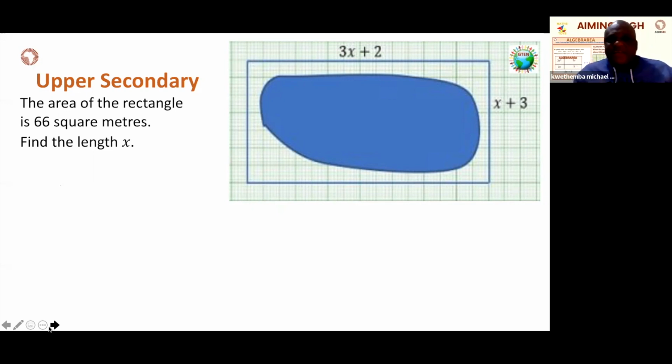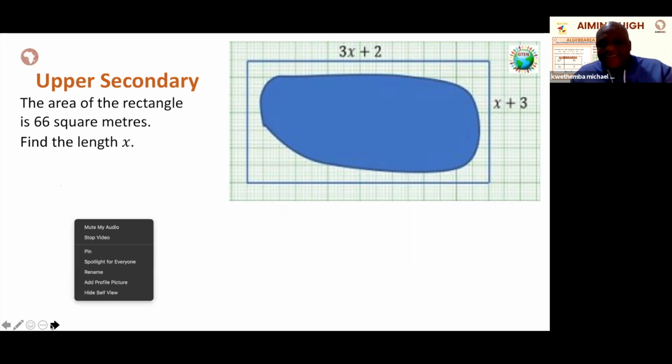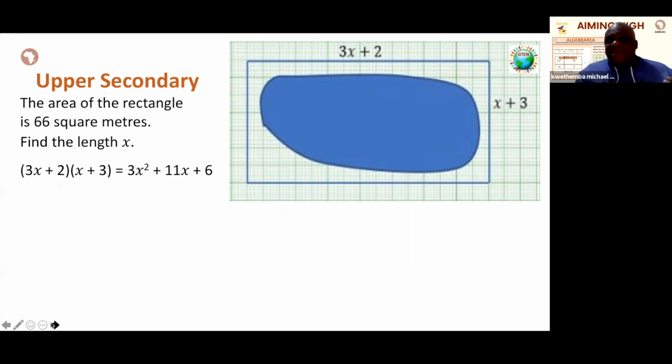Quickly relating to what Caroline and my other colleague, Tony, were discussing in the previous slide, you realize that I have dimensions given in a geometrical form. I need to find the area of this rectangle. How do I get the area? The question says the area of a rectangle is 66 square meters. Find the value of x. I'm given a numerical value of the area, and I also have a geometrical shape where the dimensions of the rectangle are given in geometrical form.